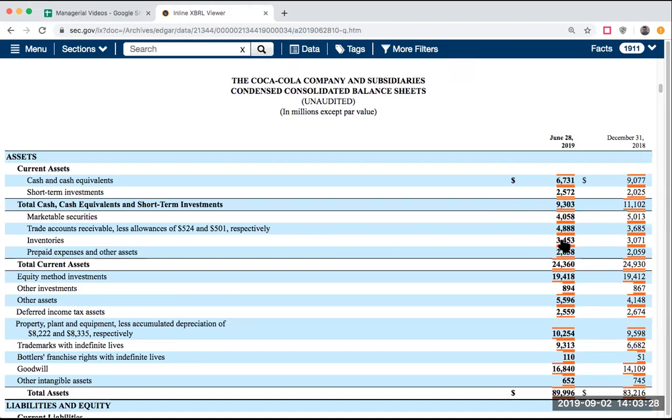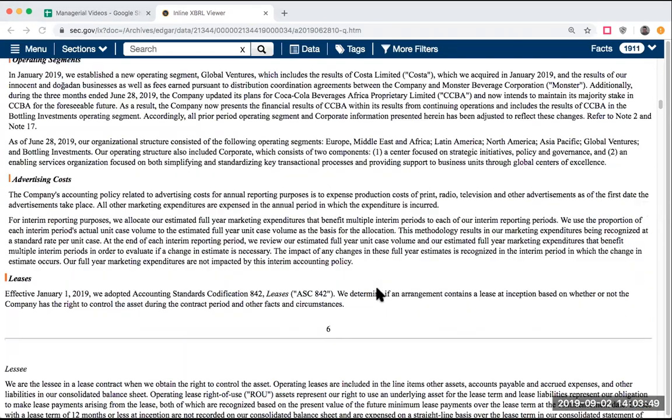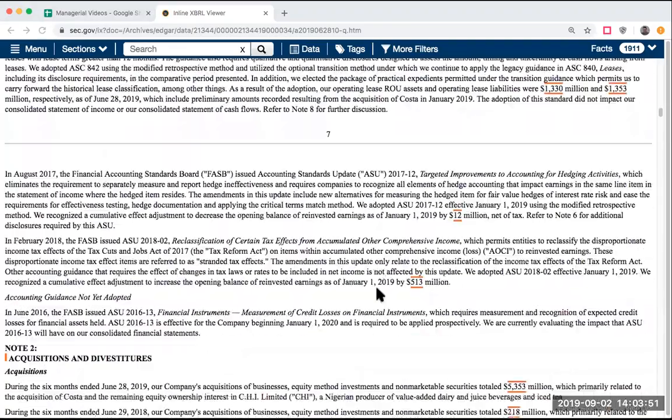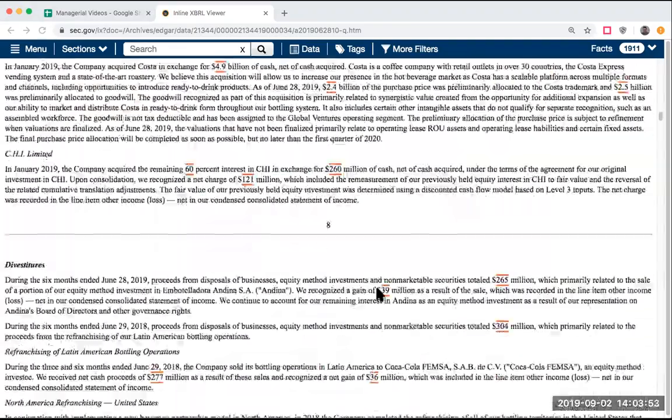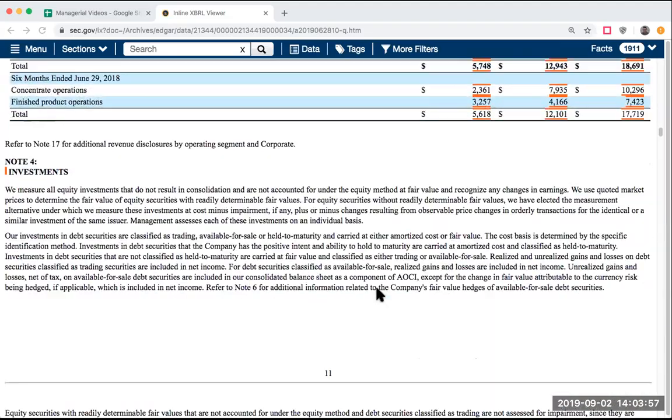So if we look over here at the Coca-Cola Company, they have about 3.4 billion in terms of inventories. Let's take a look at what makes up that inventory amount. The way we're going to do that is to look at the footnotes to the financial statements. The footnotes give us additional detail about what's on the balance sheet or the income statement.